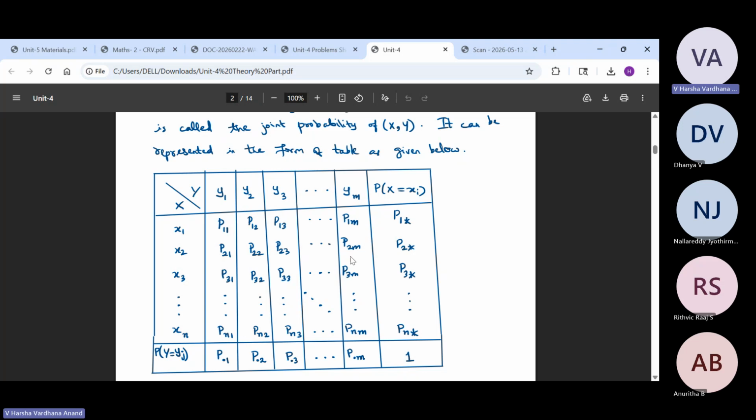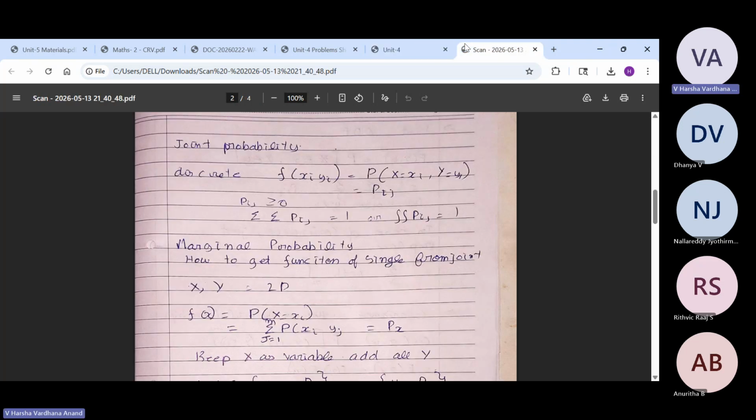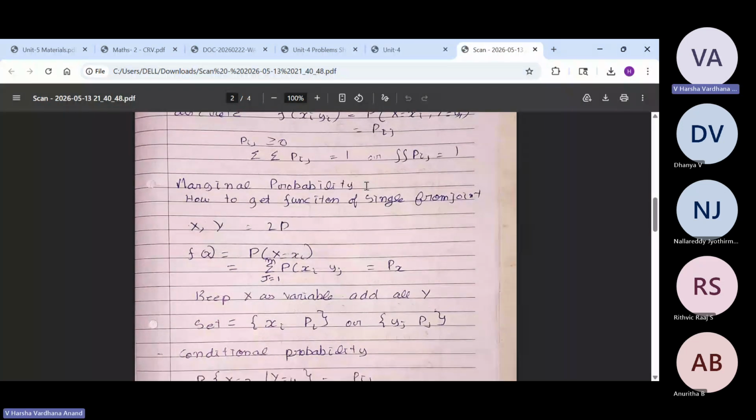And next, let's see marginal probability. So we have the joint probability. We are seeing how x and y are there in 2D. So given we have the joint probability, how do we find the value for x? We have the function f of x, y, that is the joint probability. How do we find the function for f of x?